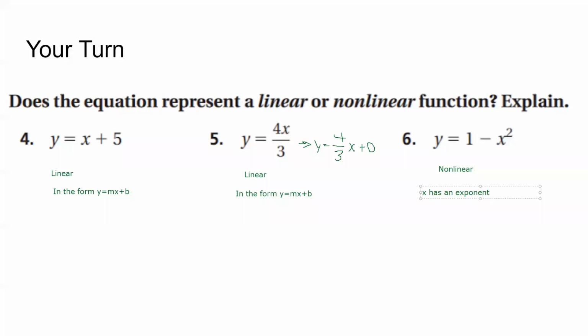And here are your 3 answers. So for question 4, it is linear because it's in the form y equals mx plus b. Number 5 is also linear because it is in the form y equals mx plus b. And if you can't see that form, I did it for you over here. So we can move that x down next to that fraction instead of up there. And then I can always add a plus 0, and that's going to be my b. Our last one, problem 6, is going to be nonlinear because x has an exponent. So x to the second, or x squared, is going to represent a nonlinear function.